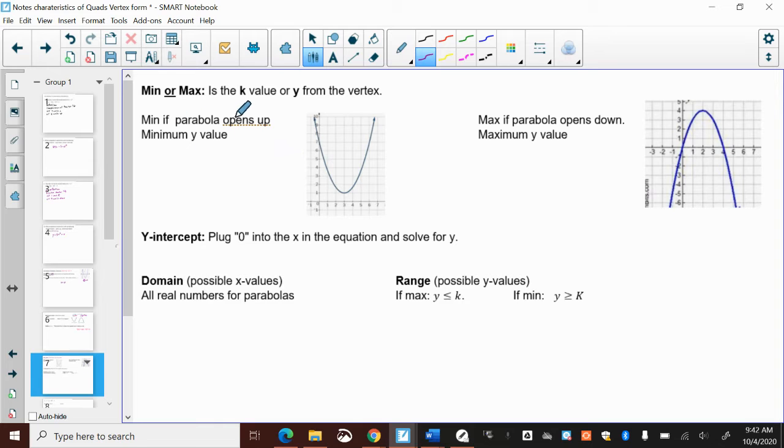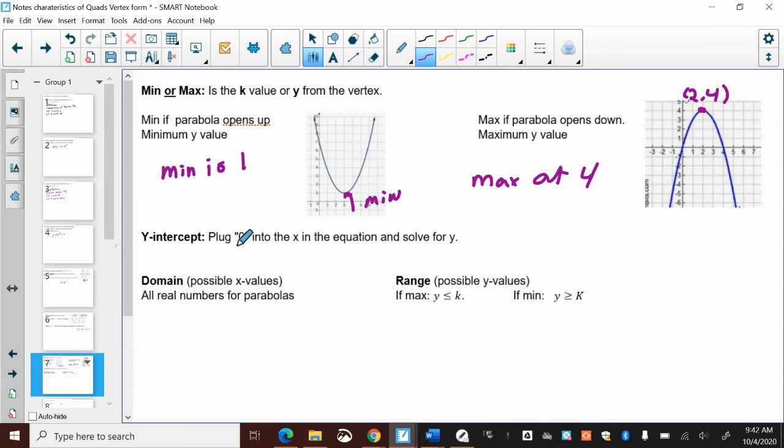Min or max, you have a minimum if your parabola opens up. So this point right there would be the minimum, and it would be the y value. So in this case, it would be a minimum is 1. The y value is 1. If it opens down, it will be a maximum, and it's this point right here. In this case, the y value, if you looked at this vertex, it'd be the y value, a maximum at 4.